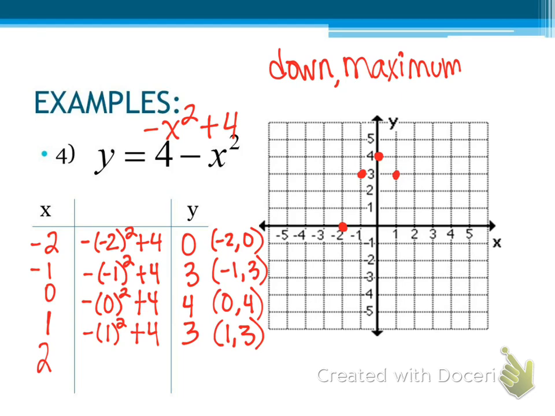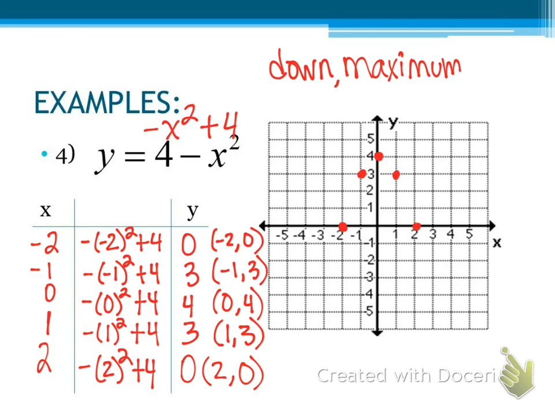Last but not least, we're going to plug in a positive 2. 2 squared is 4. The opposite of 4 is negative 4. Negative 4 plus 4 is 0. So we have a point at 2, 0. We need to get the shape of our U, so we need points on both sides of our maximum point. So to get to the point 2, 0, where do I go? Right 2.